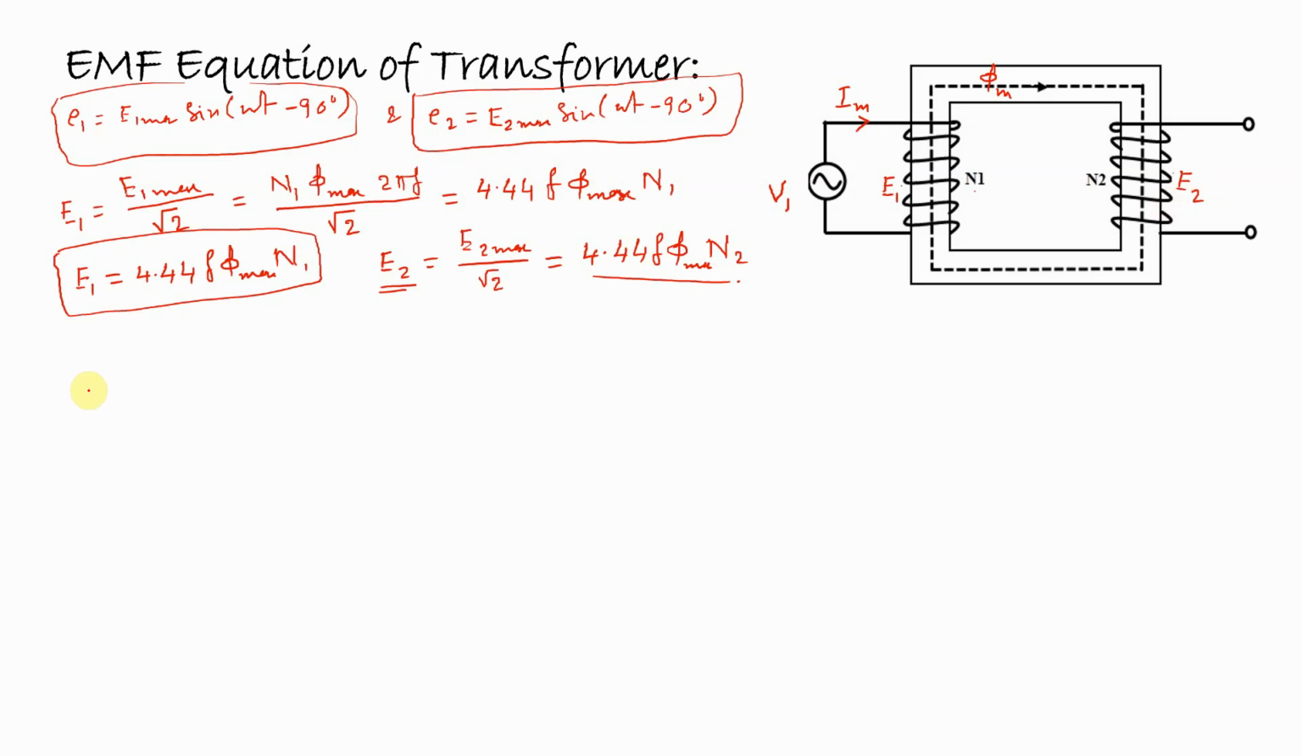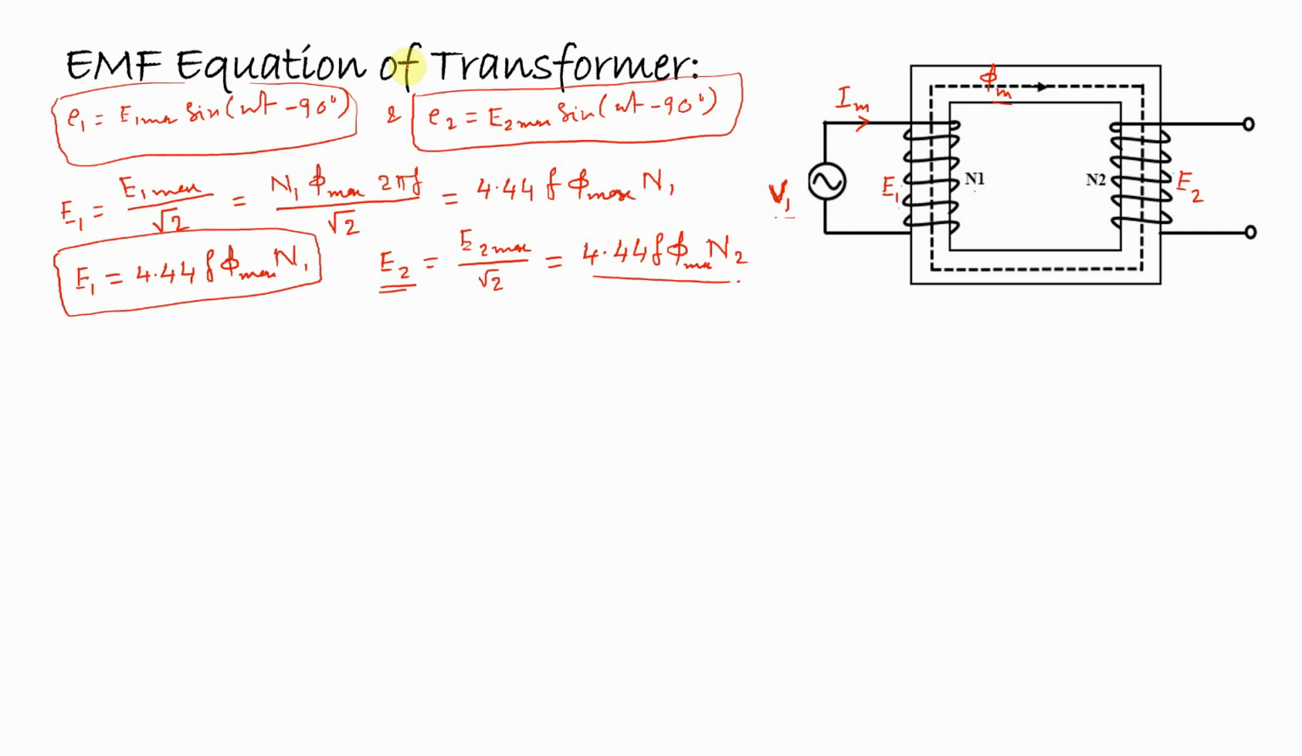Now, the direction of the induced EMF in the primary should be such that it will oppose the cause, and here the cause is the supply voltage. Because EMF is induced because of the mutual flux, which is produced because of the alternating current, and the alternating current is flowing because of the supply voltage. Therefore, according to Lenz's law, this induced EMF in the primary side should oppose the supply voltage.